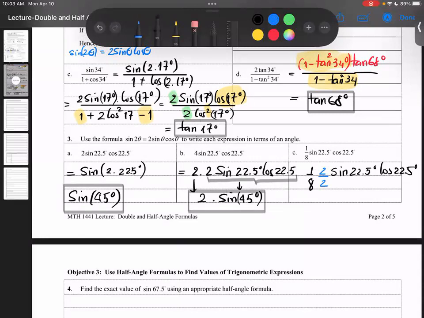Well, we did that part. I'm going to multiply the bottom 2 with the 8, so 1/16. And for this part right here, we did that before, right? That's sine of 45. It's a matter of algebra, right? You just move things around.